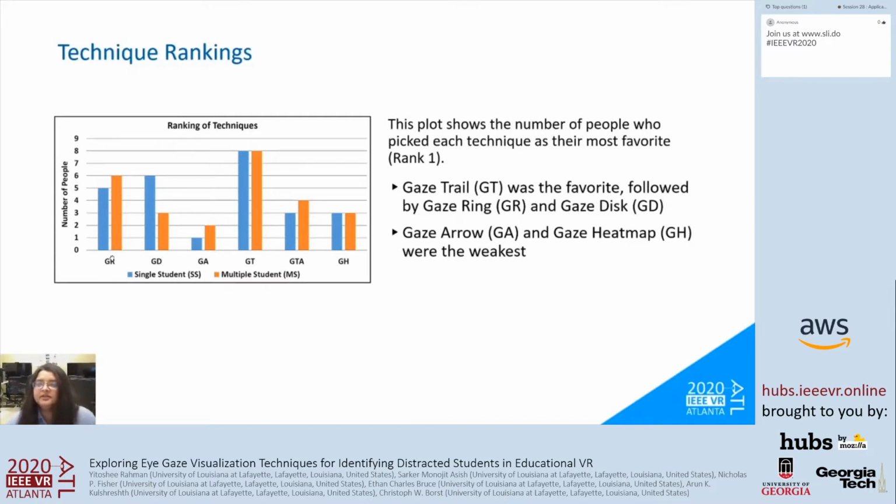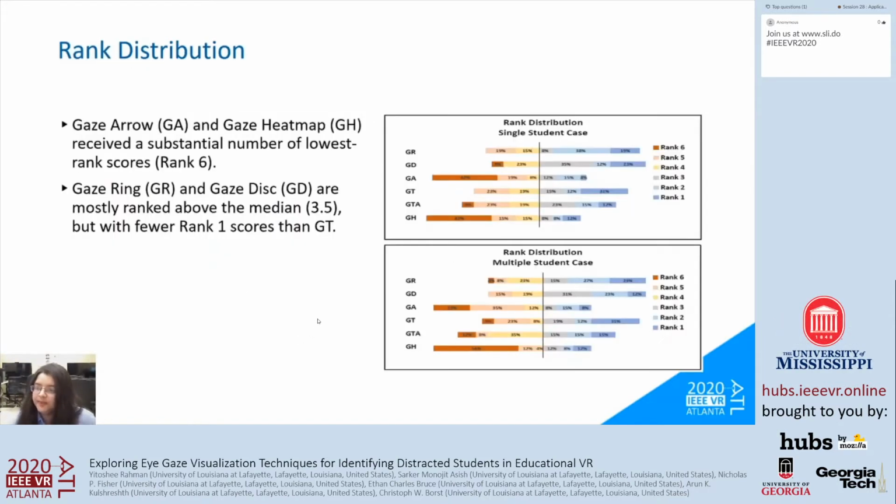Friedman's test indicated a significant difference between ranks of different techniques for both single student and multiple student cases. This plot shows the number of people who picked each technique as their most favorite technique. Gaze trail was ranked the best, followed by gaze ring and gaze disc. Gaze arrow and gaze heat map showed the weakest performance. If we look at the rank distributions, gaze arrow and gaze heat map received a substantial number of lowest rank scores. Gaze ring and gaze disc are mostly ranked above the median, but with fewer rank 1 scores than gaze trail.